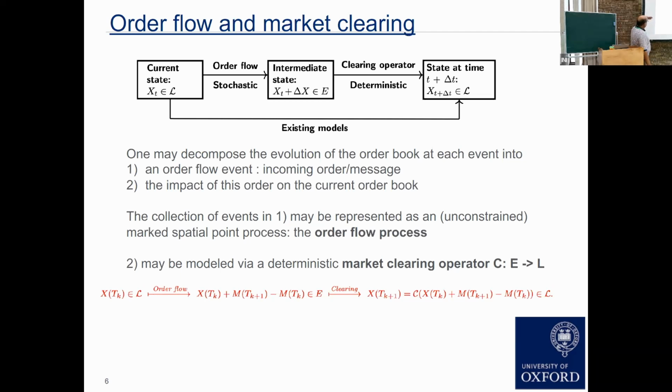This decomposition is very easy to describe in words. It also leads to a factorization of the evolution operators and the infinitesimal generators in the Markov case, and this is quite useful in studying this process. So you can model the order flow as, again, an unconstrained process. And the second operation is a deterministic process which acts on an object which is the intermediate state. The intermediate state is the previous order book state plus the new orders. This is not an order book. It's not in your initial state space. It's in an enlarged state space. And then you project it back into the state space through a projection called the clearing operator.